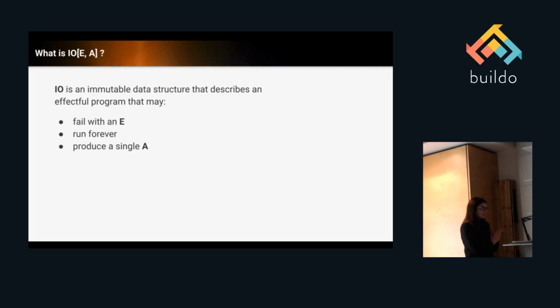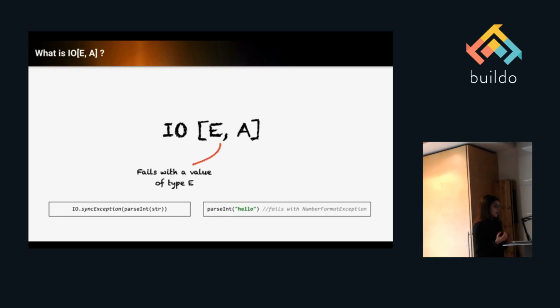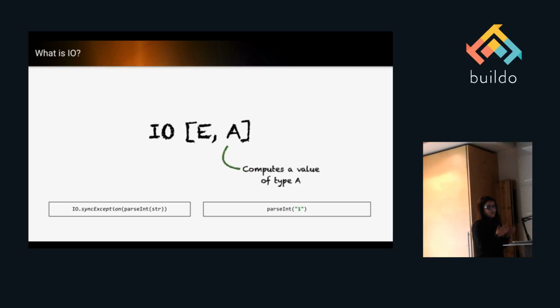ZIO is an immutable data structure that describes an effectful program that might fail with a value of type E, run forever, or produce a single value of type A. So a ZIO of E, A describes an effectful program which can fail with a value of type E, like parseInt of "hello", or computes a value of type A. For example, parseInt("1") will compute a value of type Int.